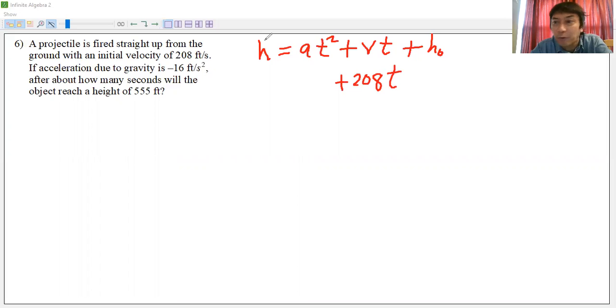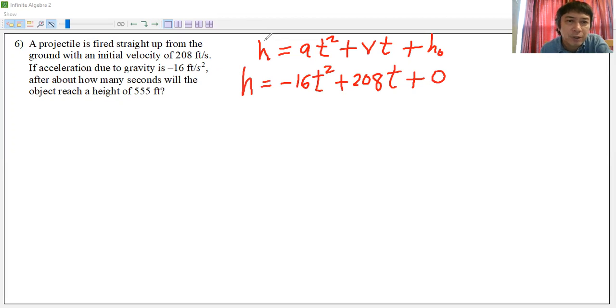Now, straight up from the ground. That means the initial position is ground zero. That will be 0 feet. Okay, so this is plus 0 feet. Okay, all right. Our reference is the ground. Now, the A is the negative 16. So this will be negative 16 t squared there. And this is our working equation.